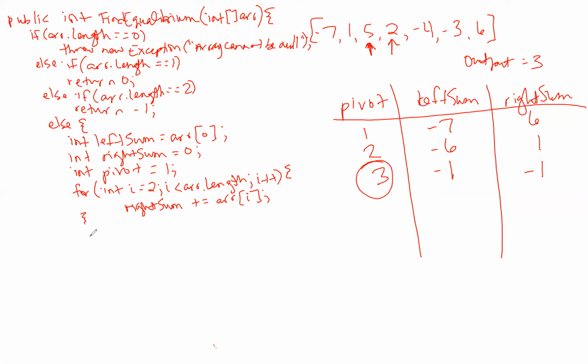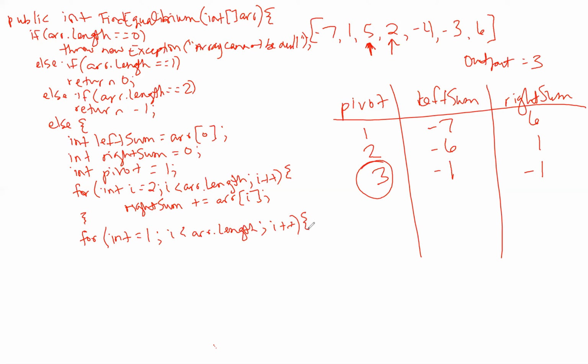And then we can go in and actually take a look at comparing these things. So for this for loop, we can start i at 1, just to keep it starting around where the pivot is, since we already have the -7 in the left sum. So we can start at 1, i is going to be less than array.length, i plus plus.